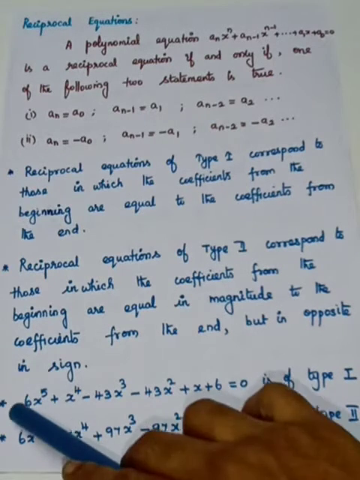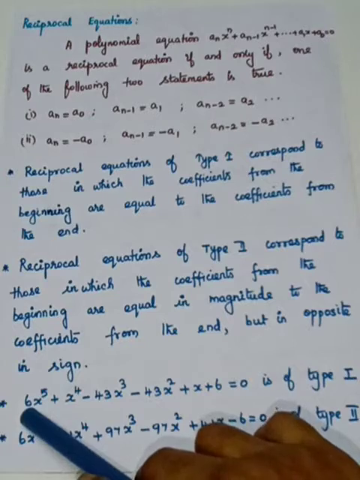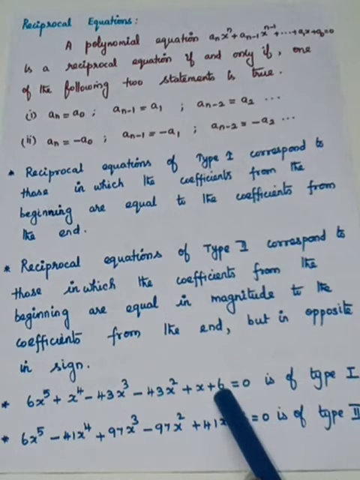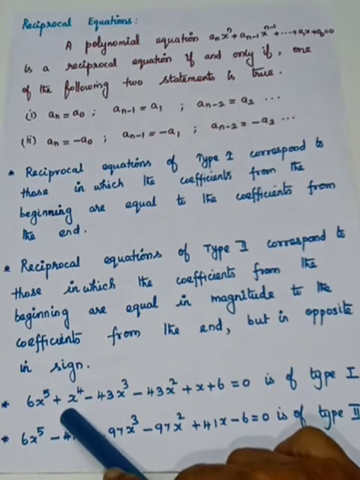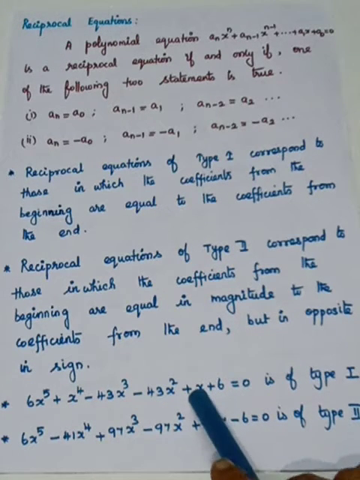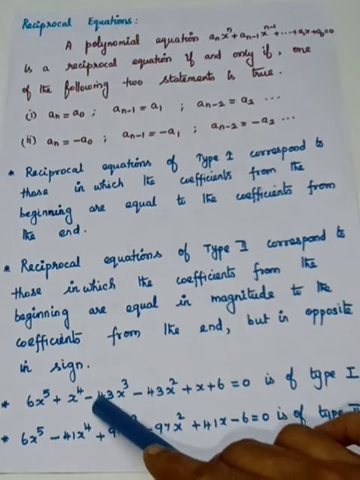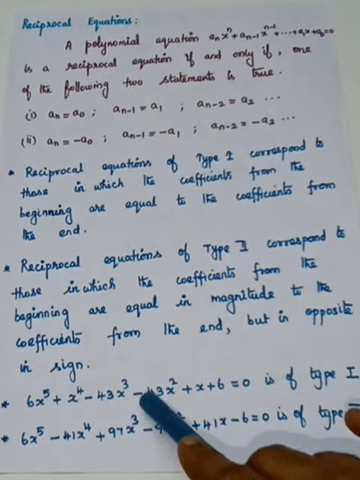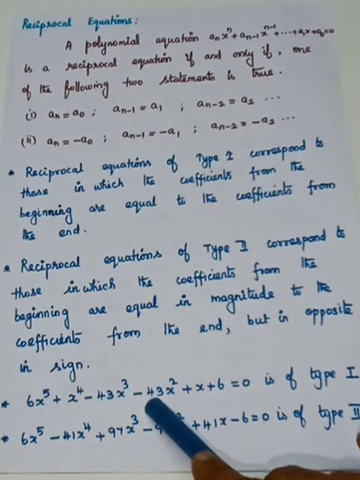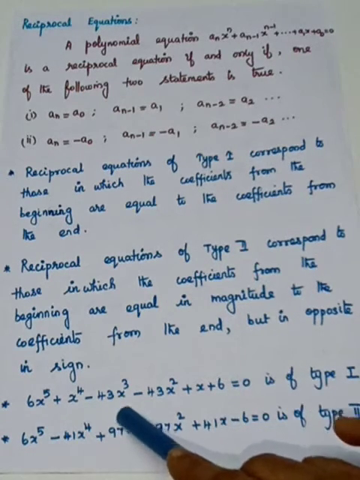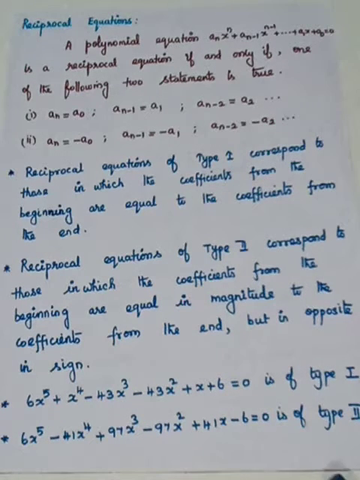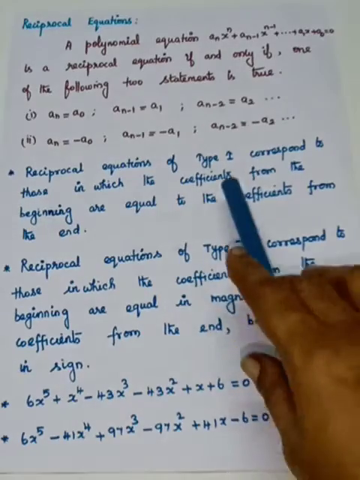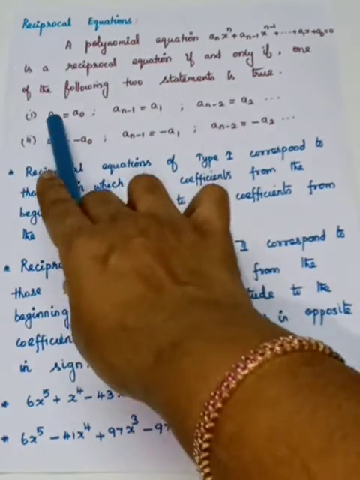You see that the first term coefficient is 6 and the last term is also 6. The coefficient of x^4, the second term, is 1, and the second-to-last term coefficient is also 1. So the coefficient of x is 1. And here you see minus 43, and here also minus 43. So if the coefficients from the beginning and the coefficients from the end are equal, it is a reciprocal equation of the first type.